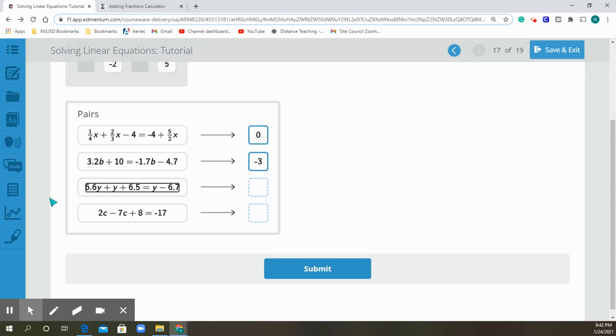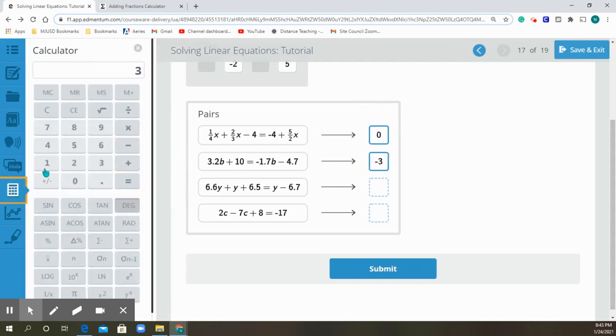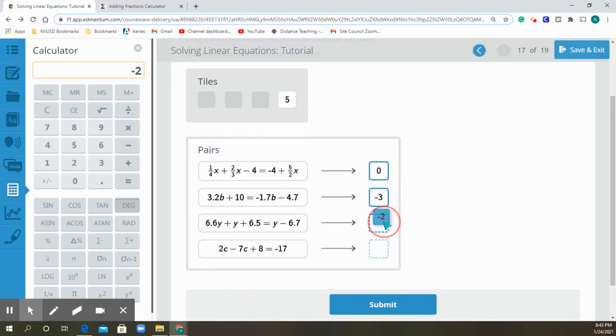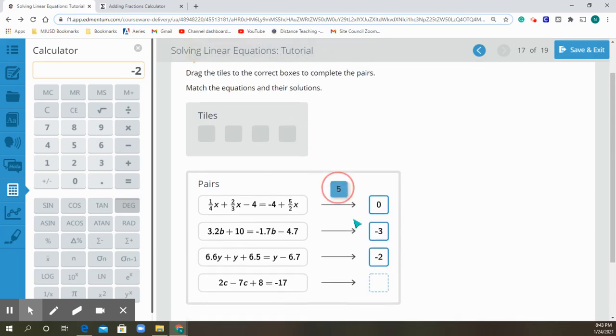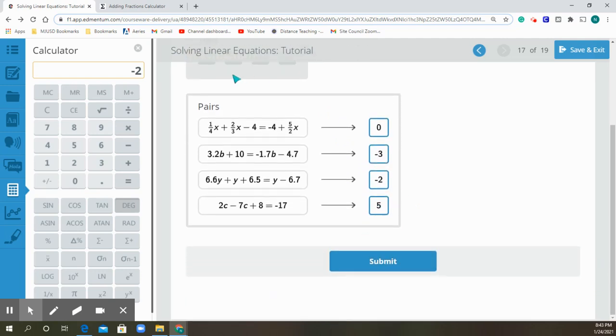I've got to divide by 6.6 to get rid of it. And what I said, that was negative 13.2 divided by 6.6 equals negative 2. That's that answer. Bada bing, bada boom. The last one's going to equal 5. How do I know? Because it's the last one there.